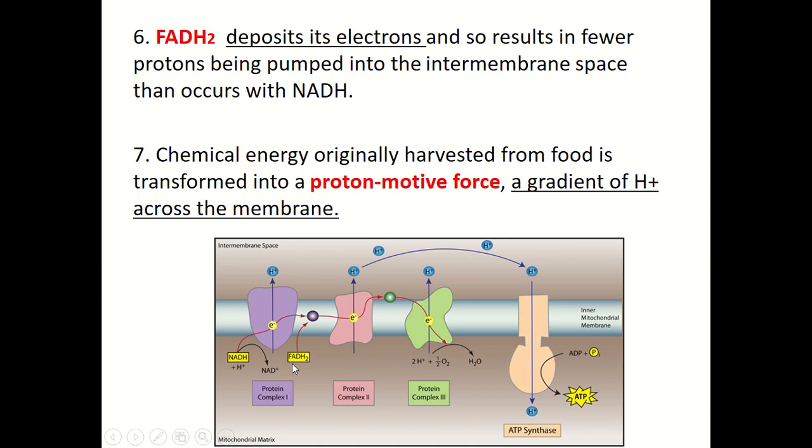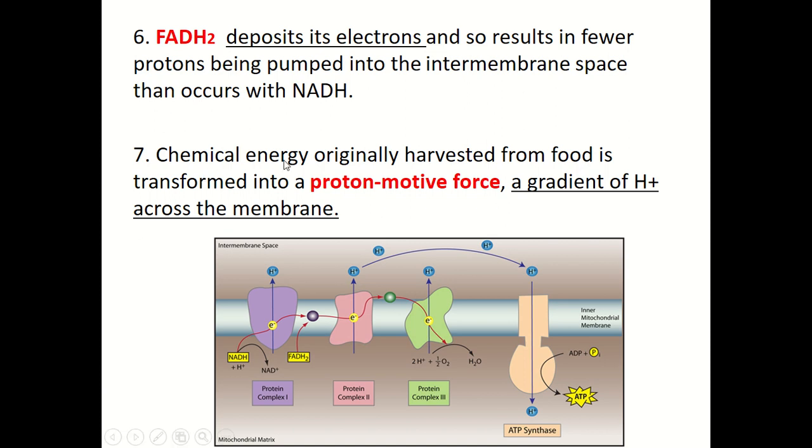So FADH2 over here deposits its electrons to ubiquinone, or coenzyme Q, and so results in fewer protons being pumped into the intermembrane space than occurs with NADH. So we can say that NADH is the major proton donor for the process of the ETC.